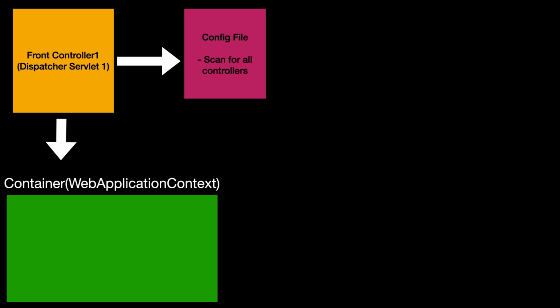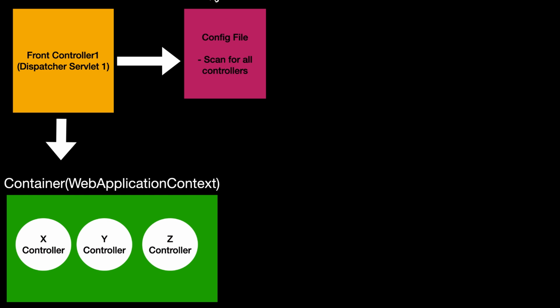And this front controller will have a configuration file. It uses this configuration file to scan all the controllers which are available. And as I said, it will be creating a web application context or a container out of this configuration file. So it creates a container and creates all the objects which it scans through the configuration file. So just remember, the web application context is the name of the container.